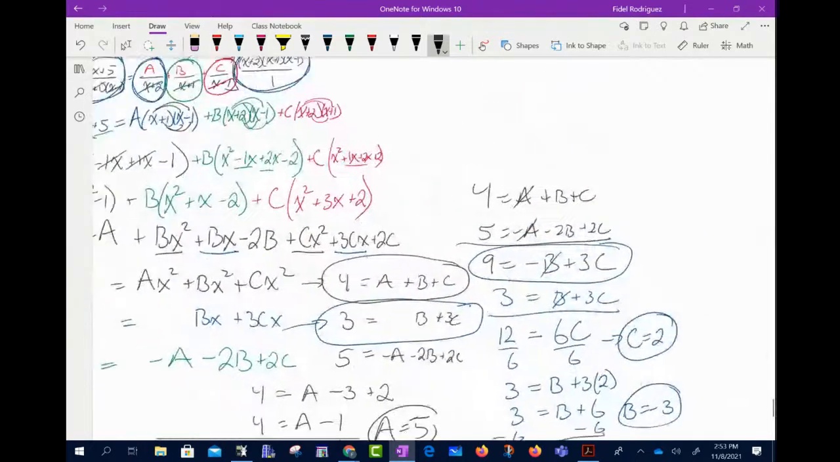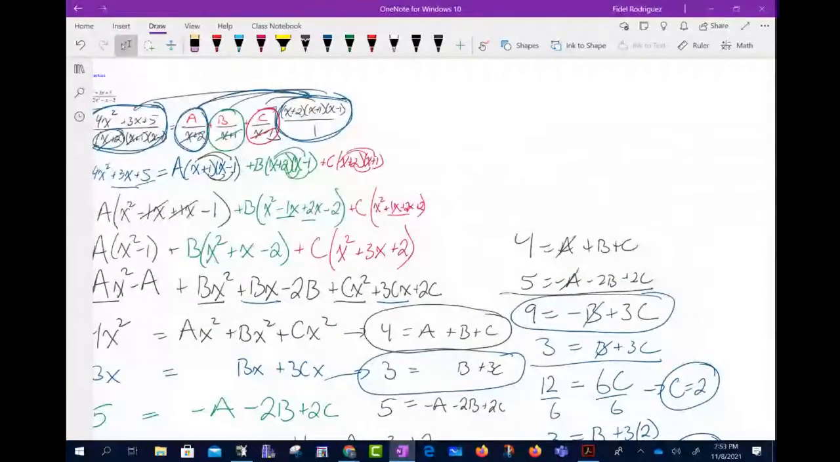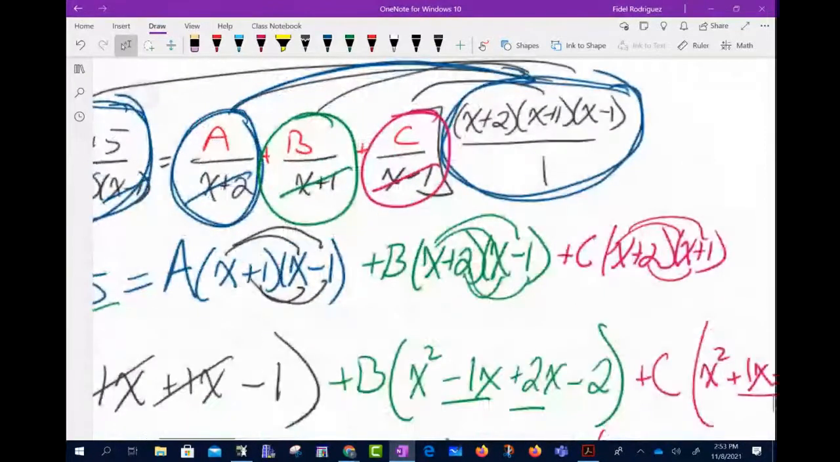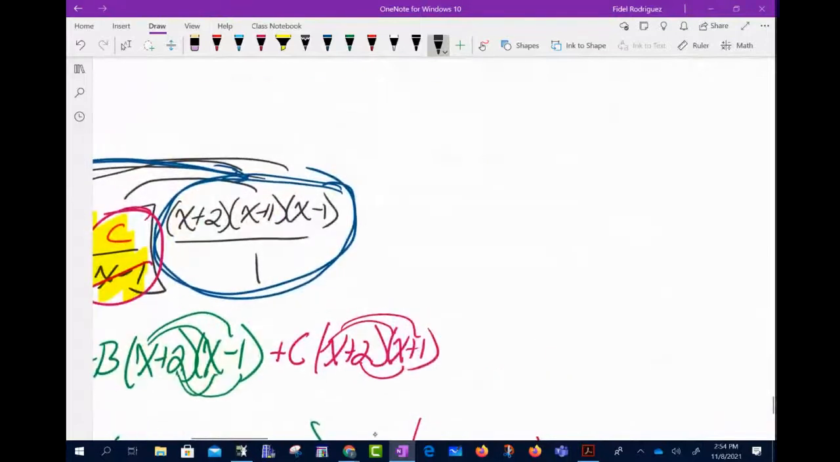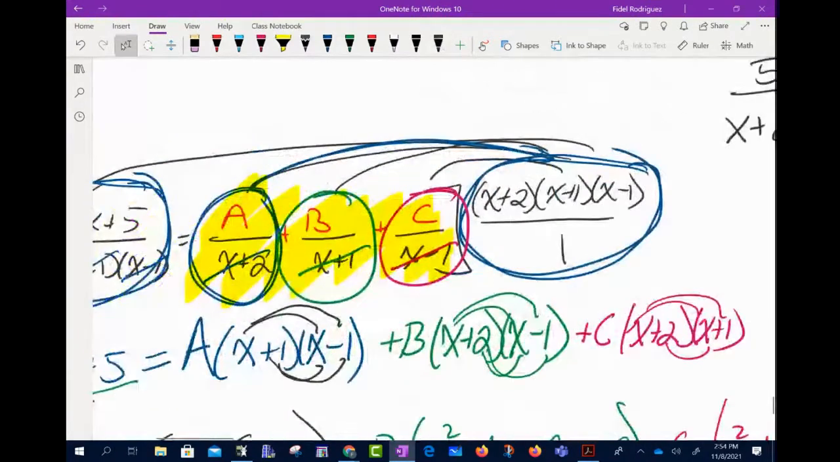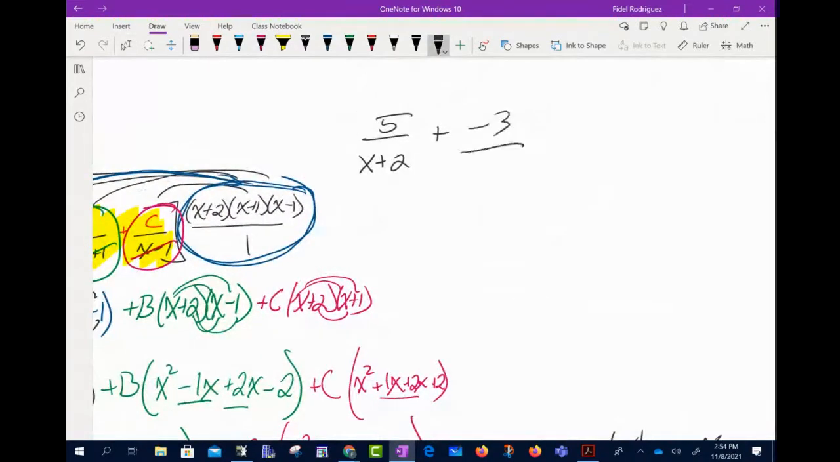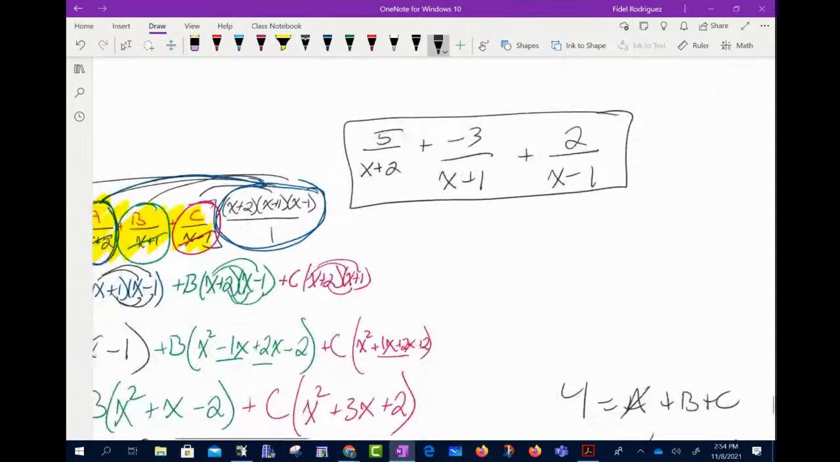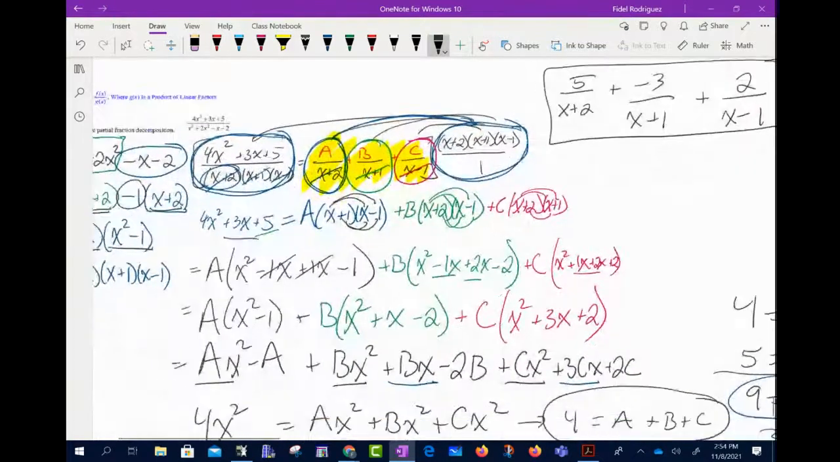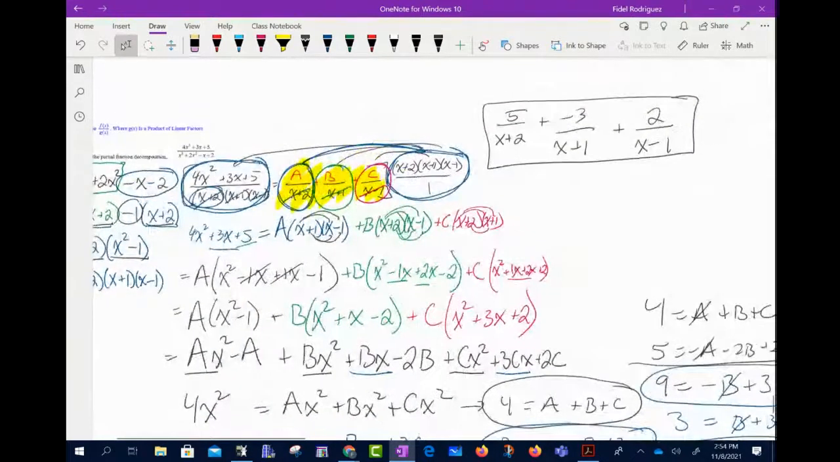Okay, so now that we got that, this is what I'm going to do, y'all. I'm going to come back to my original problem, and I'm going to zoom in up here. Remember how we wrote it up here at the very beginning? I'm just going to write that over here on the side. So for A, we came up with 5. So we had 5 over x plus 2 plus, for B, didn't we have a negative 3? So negative 3 over, what was it, x plus 1? And then C was a positive 2 over x minus 1. And this is what we call partial fraction decomposition.